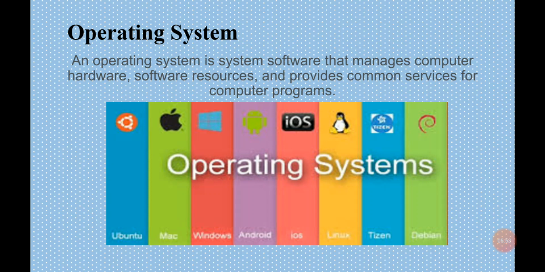Ubuntu is an operating system. Macintosh, I have told you, is used in Apple laptops. Then Windows, and we are very much familiar with the Windows operating system. Then Android, which we use in our mobile phones, the smartphones. Then iOS, which is used in iPhones. Then Linux is also an operating system. Then Unix. So these are the operating systems. These are the environments which help us to interact with the computer system.